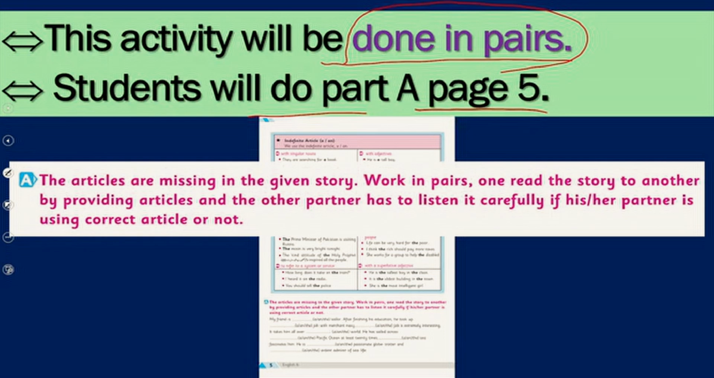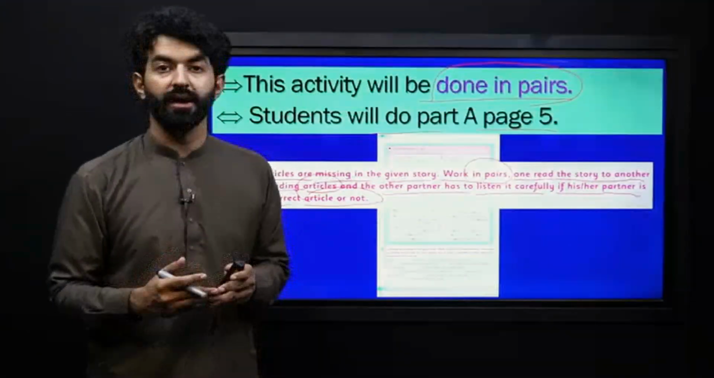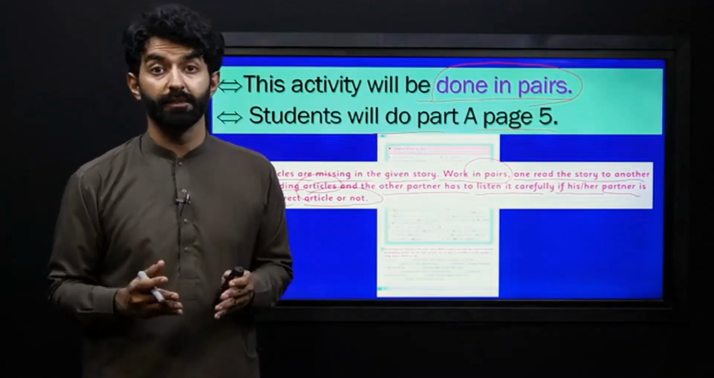Here we have a question. It says the articles are missing in the given story. Work in pairs or groups. One reads the story to another by providing articles and the other partner has to listen carefully if his or her partner is using the correct article or not. So this will help you understand how the articles are used and where you are making a mistake.